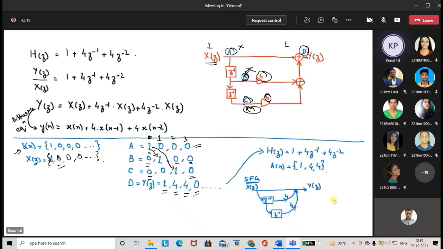So if you see, when we have given the impulse input to the system, we have got Y(z), which is equal to 1 4 4. Now this Y(z) is nothing but your H(z), because we have given delta n as the input, and if you convert this into H(z), you get 1 plus 4z inverse plus 4z to the power minus 2.